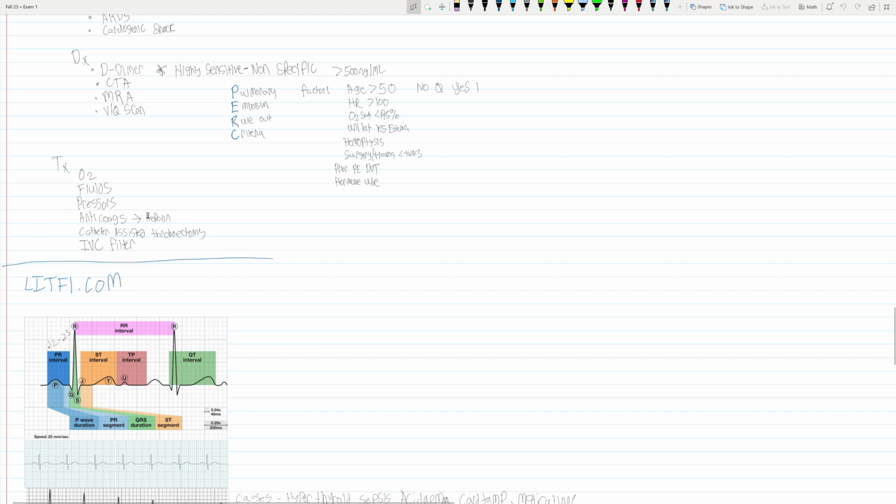Anticoagulants. So, in this case, we're going to use heparin. I should specify that we're going to use low molecular weight heparin. These are going to be administered to help prevent further enlarging of that clot, that embolism.